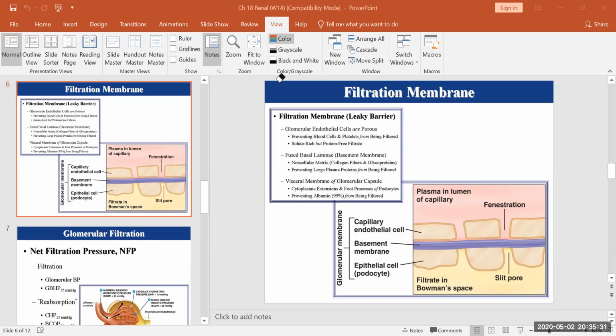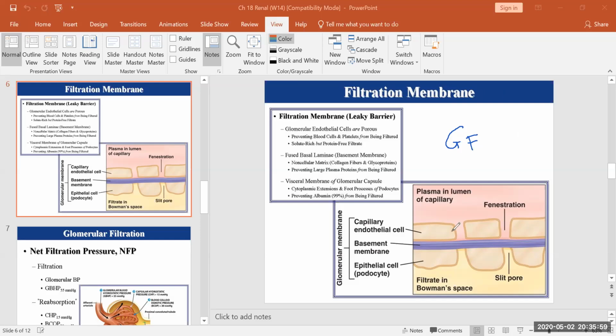And at this step here, we call that glomerular filtration. Okay, it's a passive transport mechanism, meaning it does not require cellular energy. It does not require ATP. It is simply driven by a pressure gradient. It goes from high pressure to low pressure.